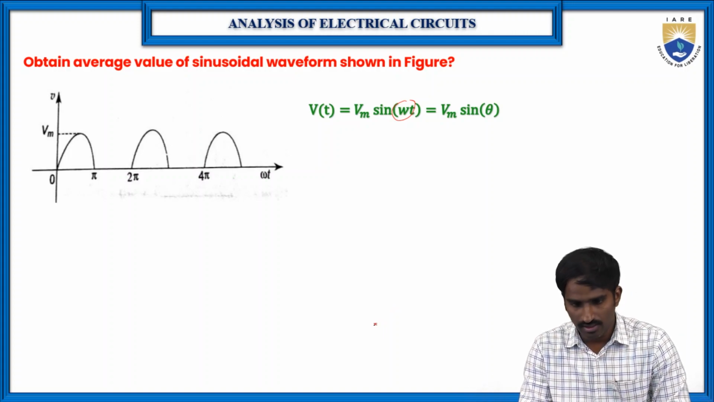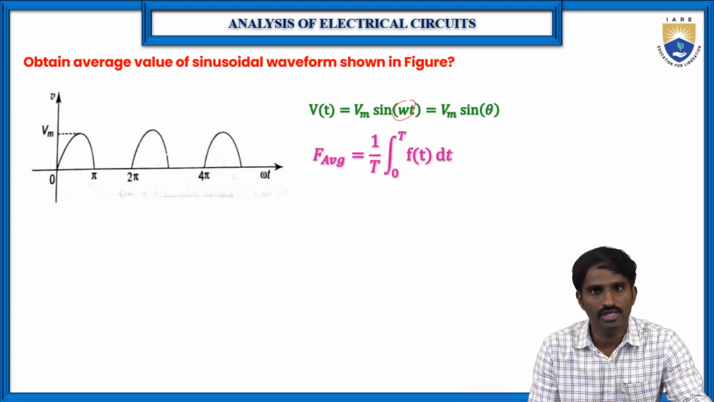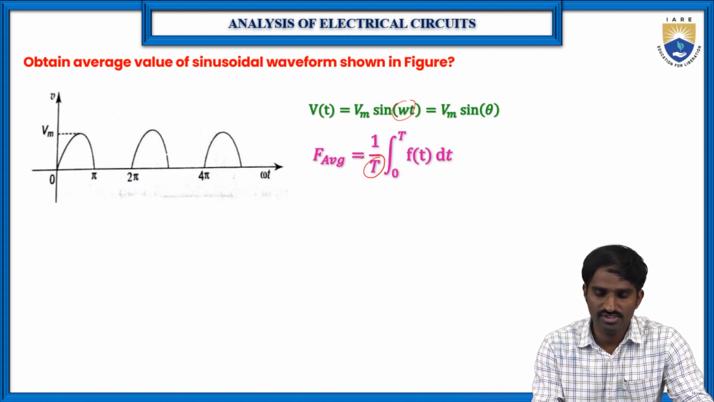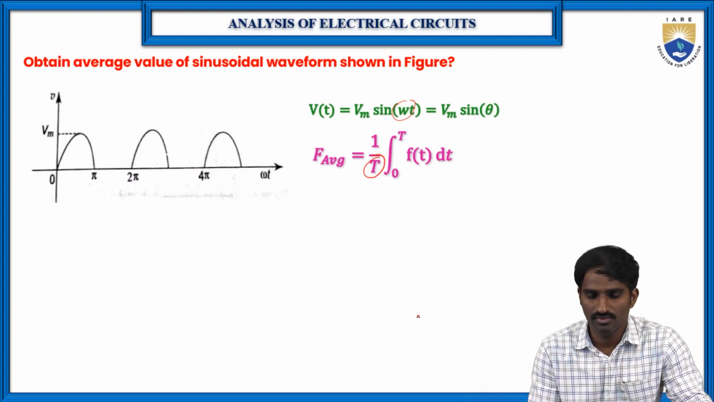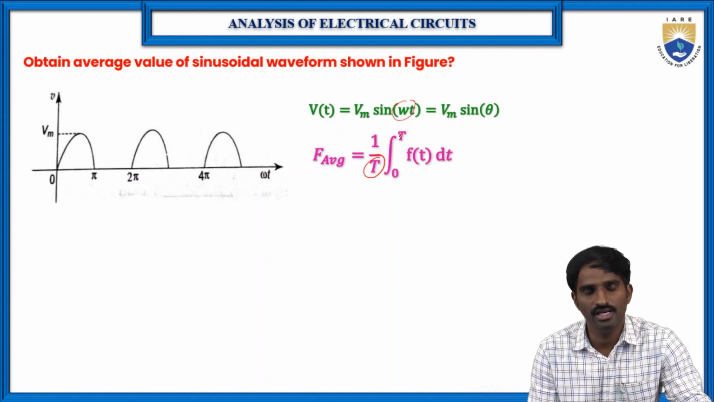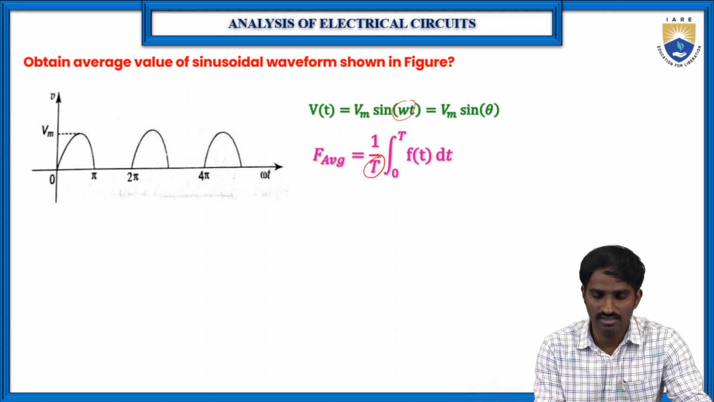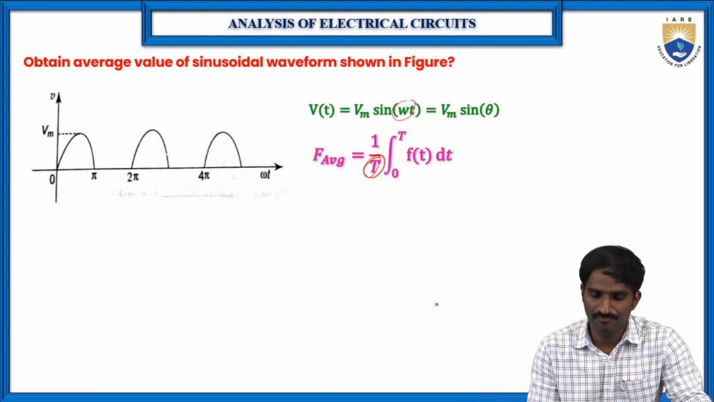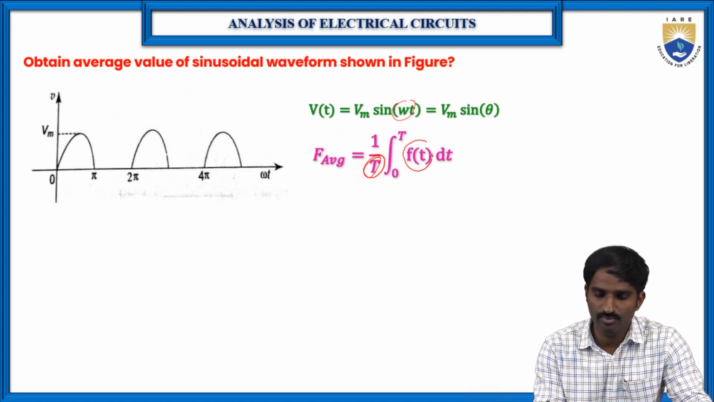As we know, the standard equation to find the average value of any periodic waveform is f average equals 1 by T integral 0 to T of f of t dt. Here, T represents the total time period of a particular waveform, and the integral limits 0 to T represent the conduction period of the cycle. The total time period of a full cycle is this particular T, and f of t represents the type of periodic waveform.